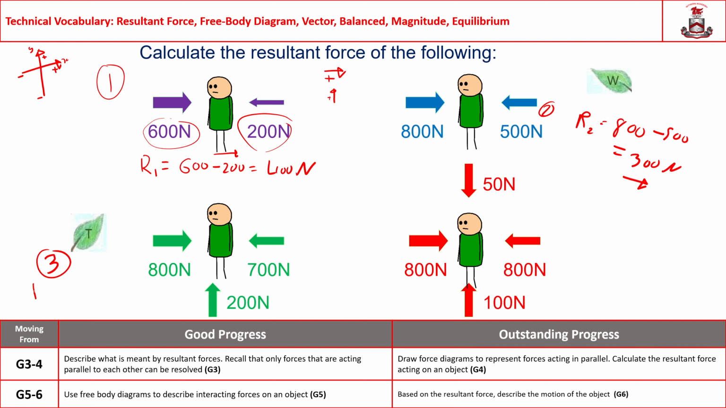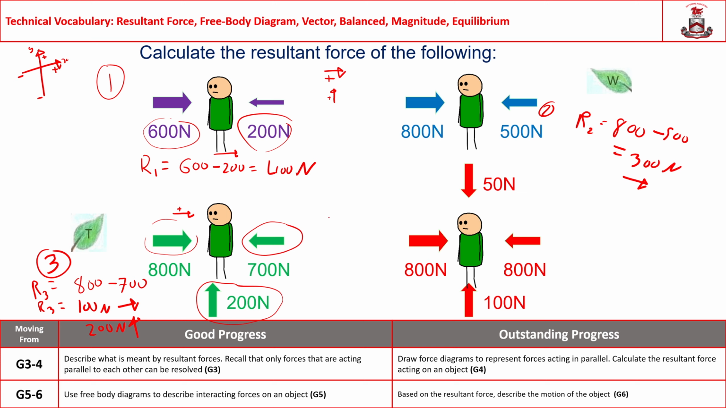So our resultant force for 3 is going to equal, well, again, this is the positive direction, isn't it? So this is 800 minus 700. And we can't do anything with this 200, because if you look here, this one and this one are directly acting against each other. This one is not. So resultant 3 equals 100 newtons to the right, but it also has a force of 200 newtons going up.